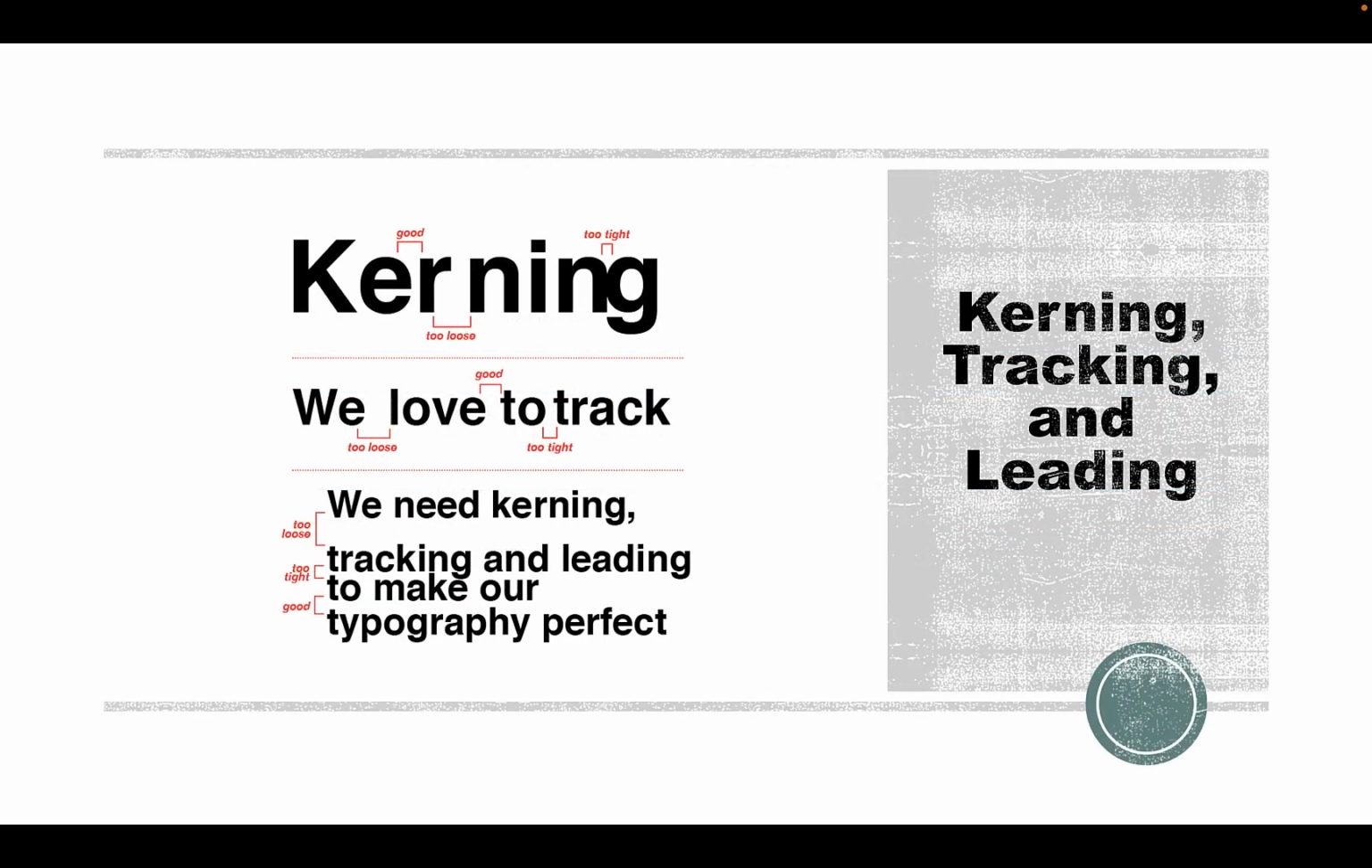So from a print side of things, these are different terms that are used. And when people are printing, they go in and manually adjust these things. For us working with web, it's really impossible to do a whole lot of this manual adjustment. So kerning is going in and changing the amount of space between individual letters.